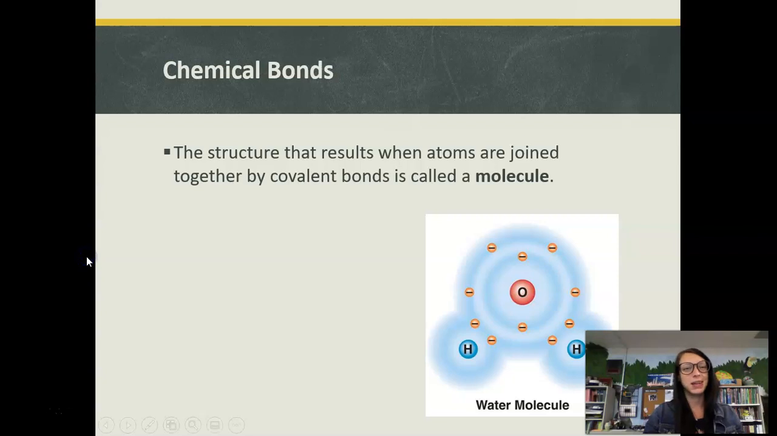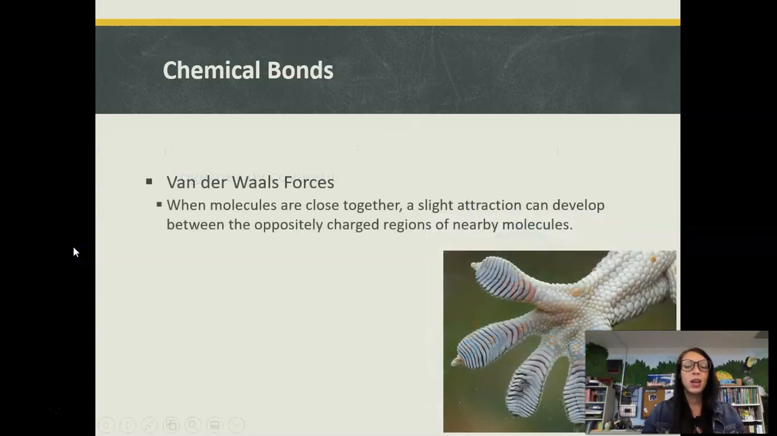So some things to keep in mind as we move forward. There's also other types of bonds that we're not going to talk about, including these things called van der Waals forces. Van der Waals forces are kind of a weak interaction that still allow things to take place. When molecules are close together, slight attractions can develop between the oppositely charged regions of nearby molecules, and these are called van der Waals forces.